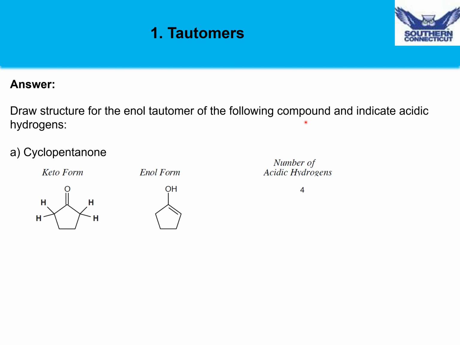Now, the second part of this question asks us to indicate which hydrogens are acidic or most acidic, I guess. So that would involve the four hydrogens that we see here. So that would be the four alpha hydrogens. There's two on this carbon, and there's two on this carbon.